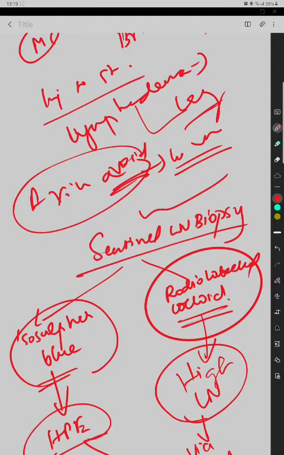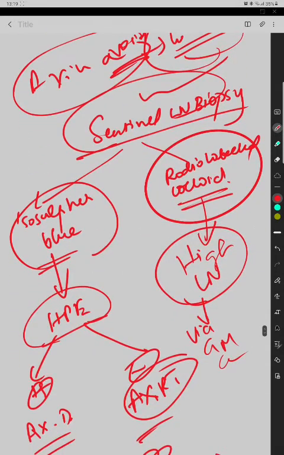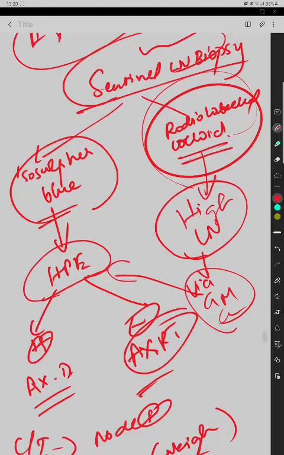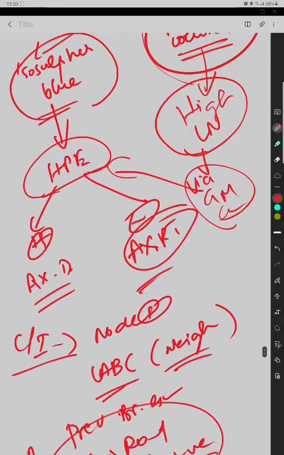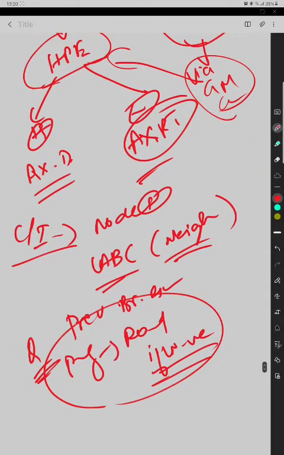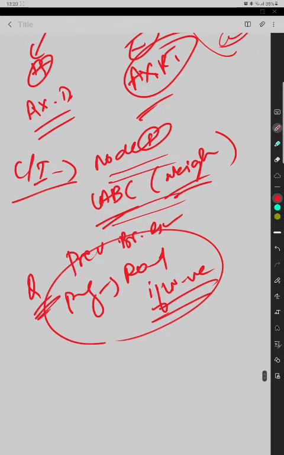Axillary dissection is avoided when no lymph node is palpable. In that case, we proceed with sentinel lymph node biopsy. For sentinel lymph node biopsy, we use isosulfan blue and radiolabeled colloid for the highest lymph node, and it is examined by HPE. Axillary dissection and axillary radiotherapy. The contraindications are node positive, and LABC.